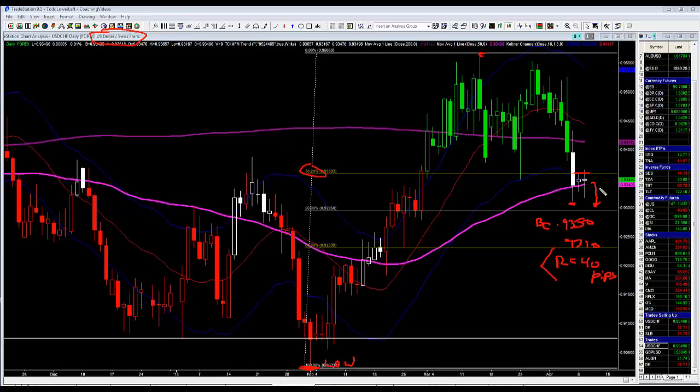We're risking 40 pips. We're long at 93.50. We're looking for this market to come up and take out 94 and perhaps test this big bar's high right up in here. But we'll get to that tomorrow morning. I'll give you exact profit targets on this tomorrow, so this video is not too long.